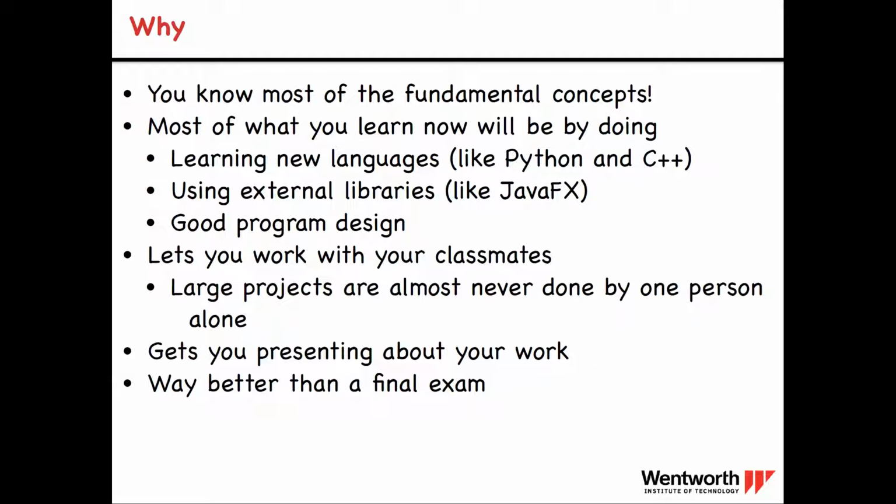Most of the fundamental concepts in CS1 were those very fundamental things, and then we moved to more OOP with our abstract classes and our inheritance and our polymorphism and our interfaces. With that information, you can make a lot of very cool apps. And most of what you learn from now on is going to be learning a new language. So you might learn some Python, you might learn some C or some C++ later on. You might learn some new external libraries. So JavaFX, for example, is an external library.